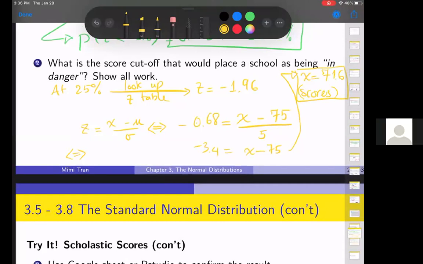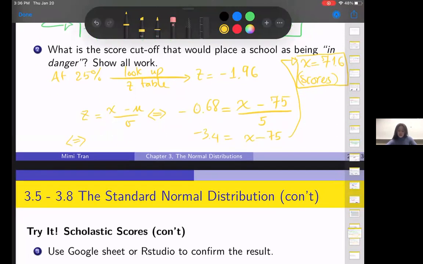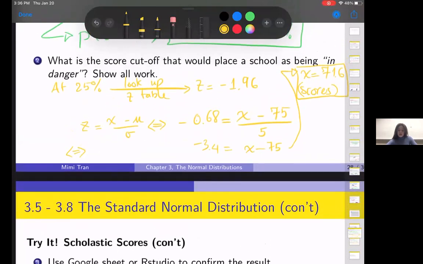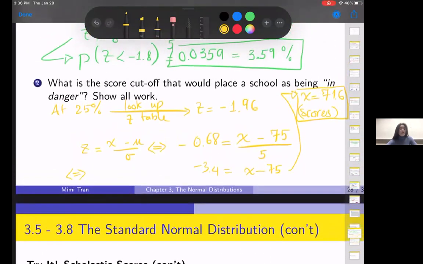When we take the Z score, on the exam, would we get marked down if we didn't use the conservative Z value? If you don't use the conservative, that's fine. But I prefer conservative. If you forgot, I'm not going to take points off. Do you have any other questions from number 2 before I show you how to use Google Sheet or R?